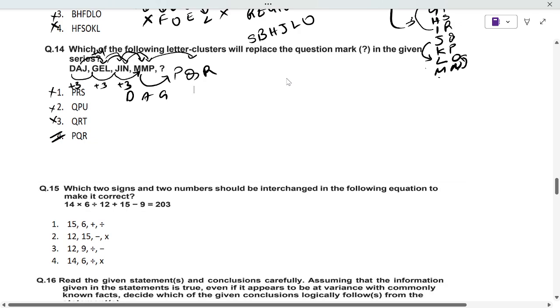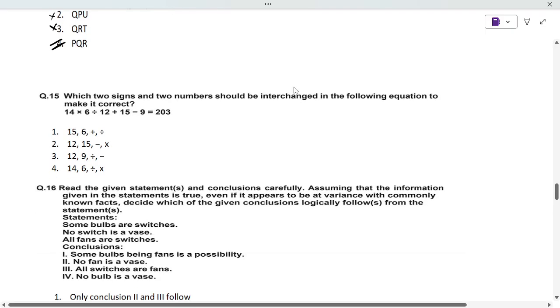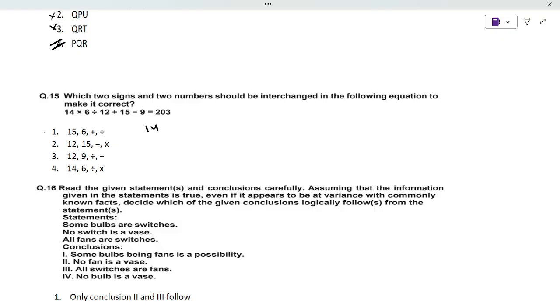Next one is from symbols and notation again. So they're asking us to find which two signs and two numbers should be interchanged in the following equation to make it correct. Okay. So we need to interchange two numbers and two signs in order to get equal to 203. So let's try with 1. So here 15 and 6 should be changed, right? So 14 into, in place of 6 we're writing 15. Divide and plus need to be changed.